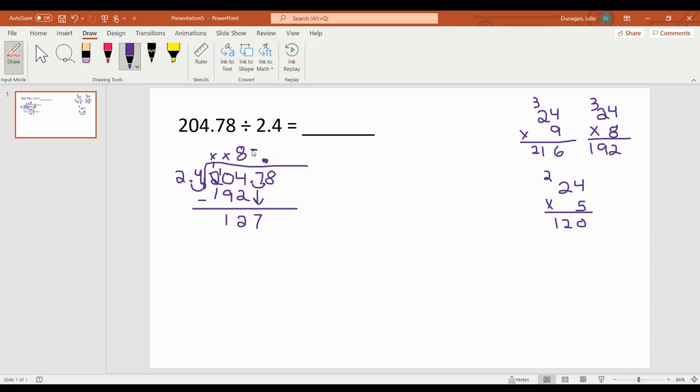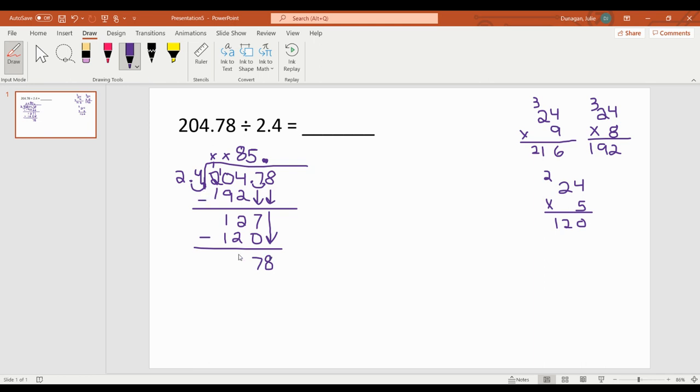So I'm going to write down my 5 so I don't forget what I'm using. 5 times 24, I already did it here. I have 120. We subtract. 7 minus 0 equals 7. 12 minus 12 is 0. I don't have to worry about that. Now I'm going to bring down my number. Okay, there we go. Bring it down. So we now are working with 78.